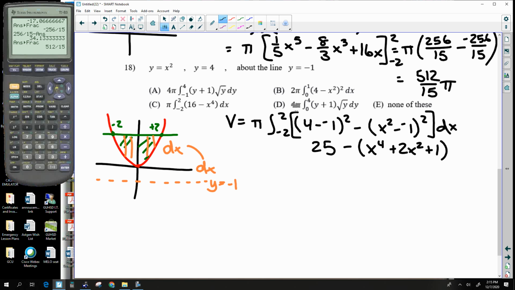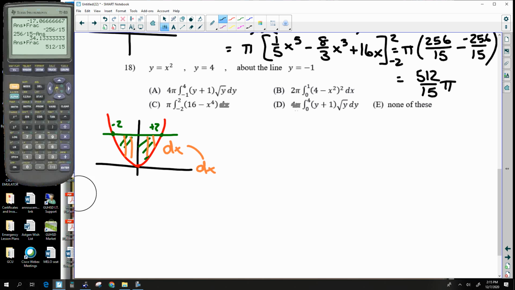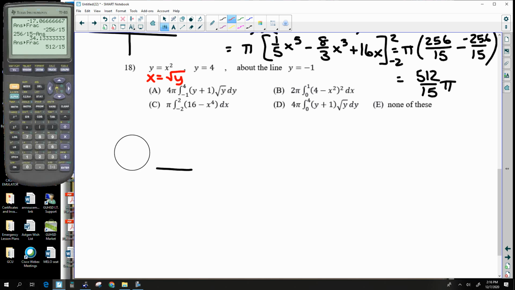Okay, I see their trick. Here's their trick. All right. So what they're going to do is they're going to look at that as the square root of y. Okay, so there is another portion to this. All right, so here's my grand thought.